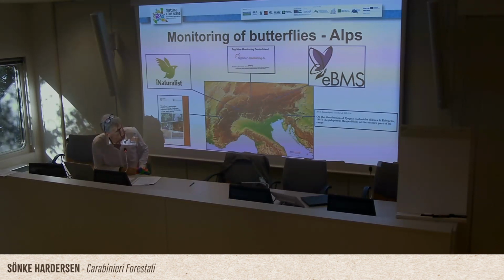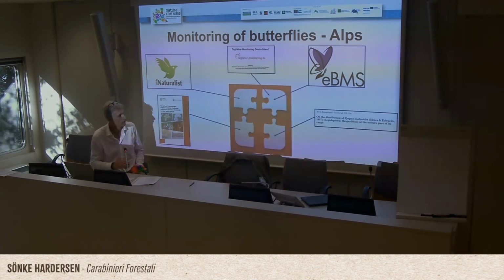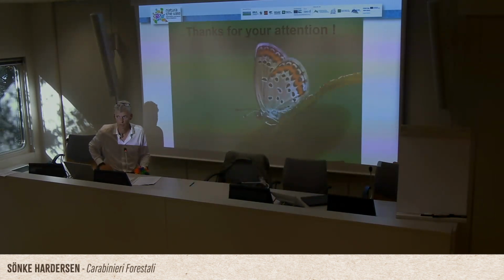Then we've got some publications about the Pyrgus malvoides in Slovenia. And we've got some monitoring about alien species. Here we've got a publication of ISPRA about how to monitor single species. So the idea, and sorry, the question is once again, how can we combine and merge this high quantity of data? And that's the end of my presentation.